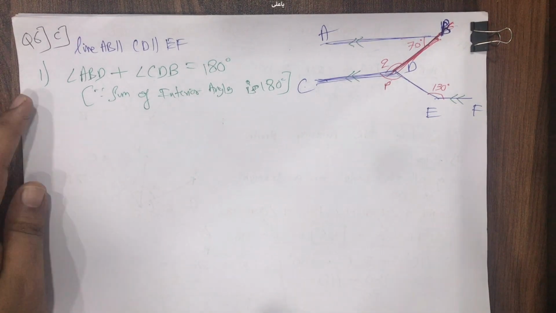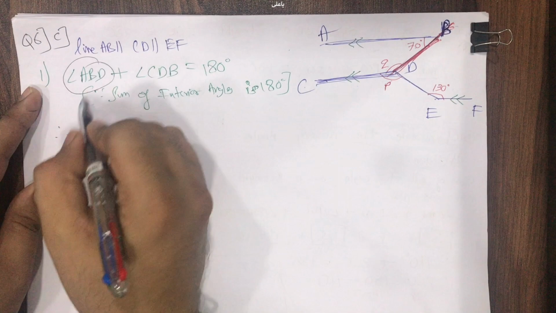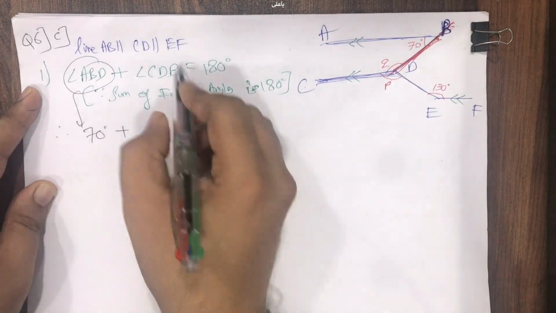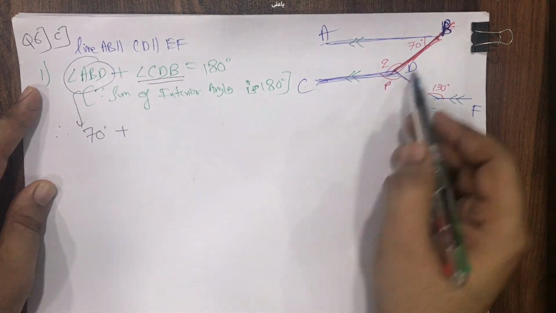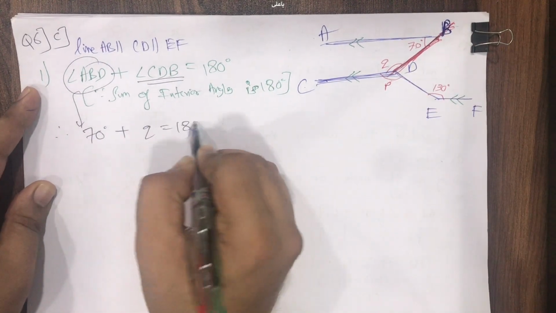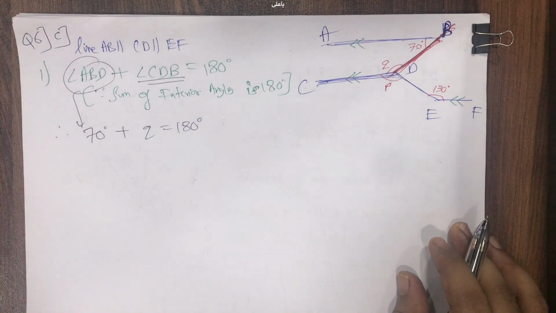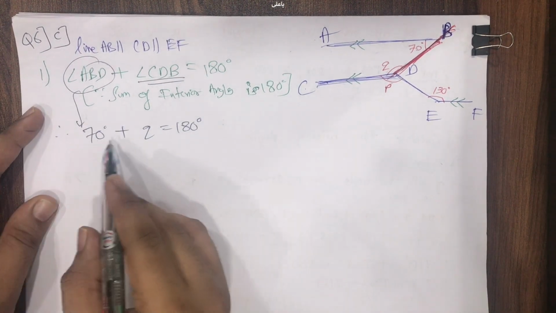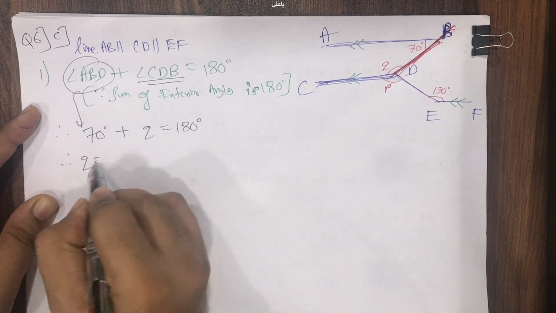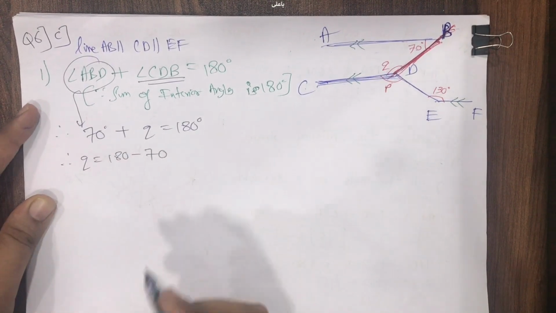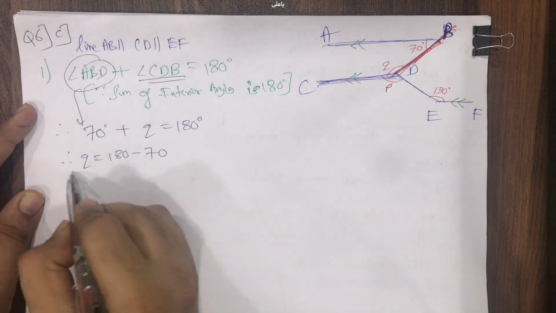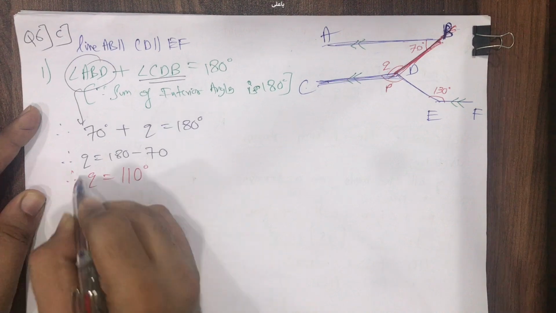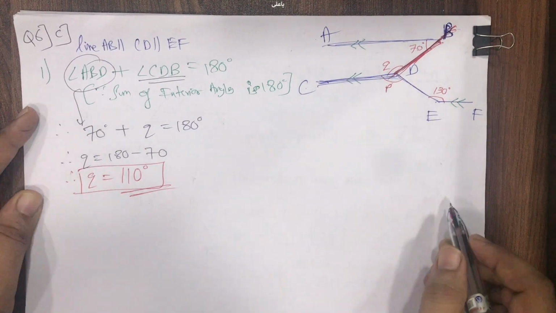Okay, so now therefore what's the value of this angle ABD? ABD is the 70 degree plus what's the value of this CDB? CDB is this Q, is equal to 180 degree. Okay, now can I easily find the value of Q? 70 goes there, so therefore Q is equal to 180 minus 70 degree. So now Q will be 180 minus 70, which comes to 110 degree. That's it. We got the value of Q.